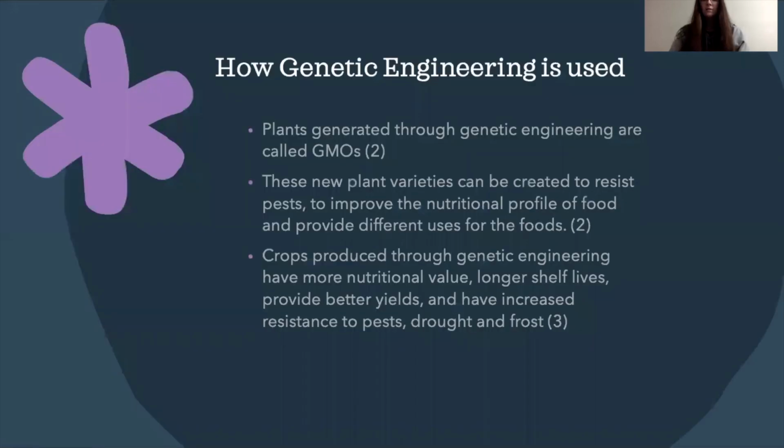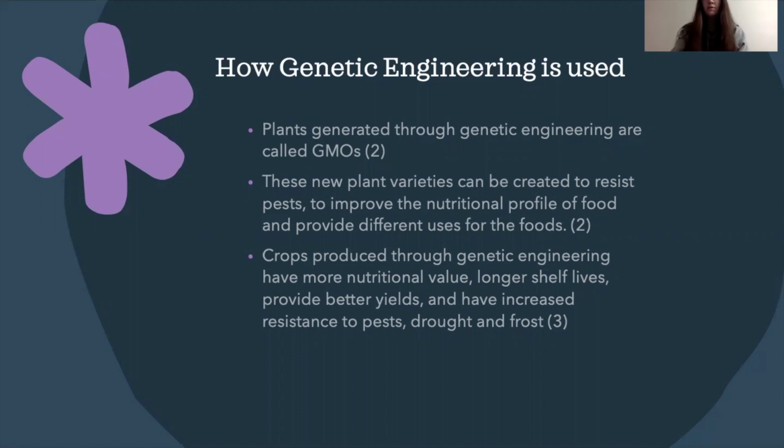That video kind of just explains and shows how they recombine and split apart the DNA sequence genes. Plants generated through genetic engineering are called GMOs, or genetically modified organisms. These new plant varieties can be created to resist pests, to improve the nutritional profile of food, and to provide different uses for the foods.